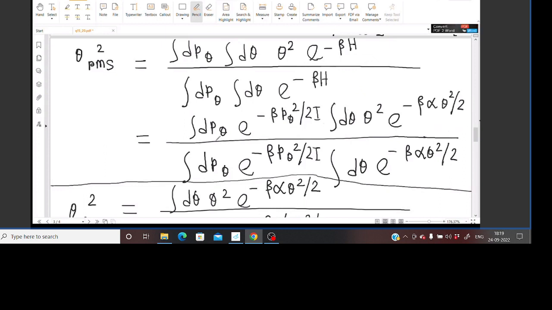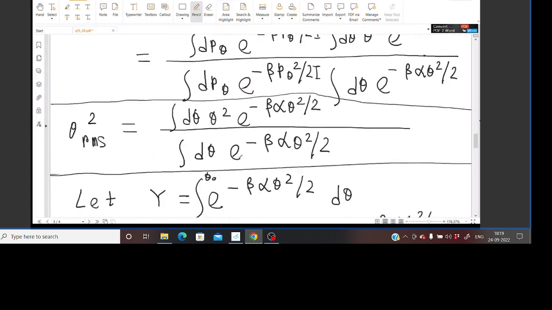The integral in p theta in the numerator and the denominator cancel out. Thus we have only the integral over theta in the numerator and the denominator. So theta RMS square is equal to integral d theta into theta square into e to the power minus beta alpha theta square by 2 by integral d theta into e to the power minus beta alpha theta square by 2. Let y equal to integral d theta into e to the power minus beta alpha theta square by 2.